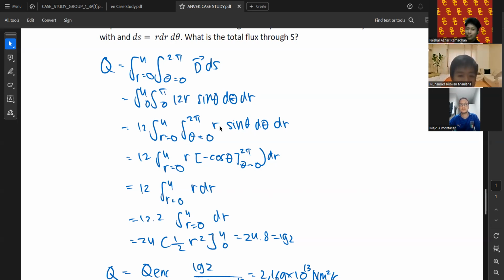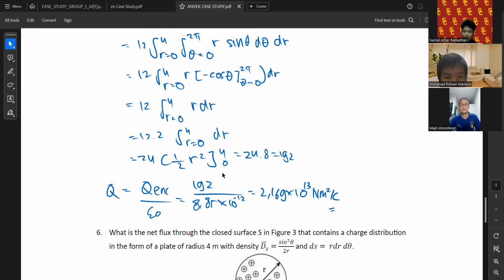So equals 12 integral r equals 0 to 4 of r dr, equals 12 times 2 integral r equals 0 to 4 of r dr, equals 24 times 1 over 2 r to the power 2, from 0 to 4, equals 24 times 8. So the answer is 192.